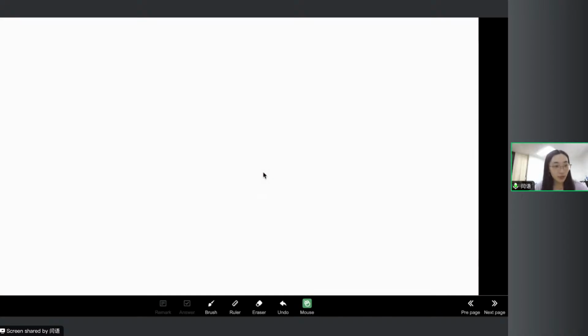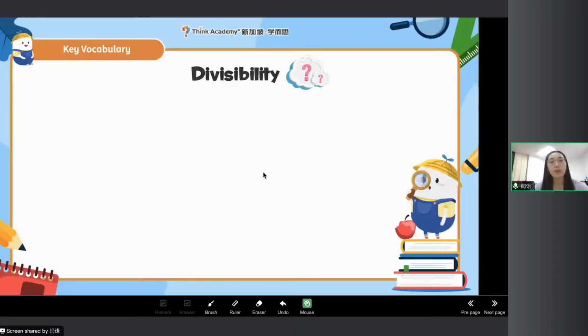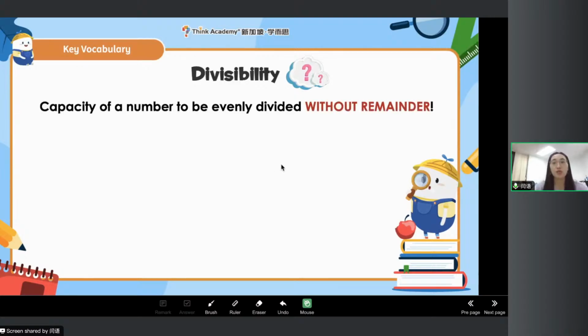Now following this, let's move on to the second part, okay? The second part is for the divisibility. And again, I think this topic is not quite new to you. So here, let me just introduce the concept very fast. Divisibility refers to the capacity of a number to be evenly divided without remainder. Okay, I'm sure you're quite familiar with remainder now, right?